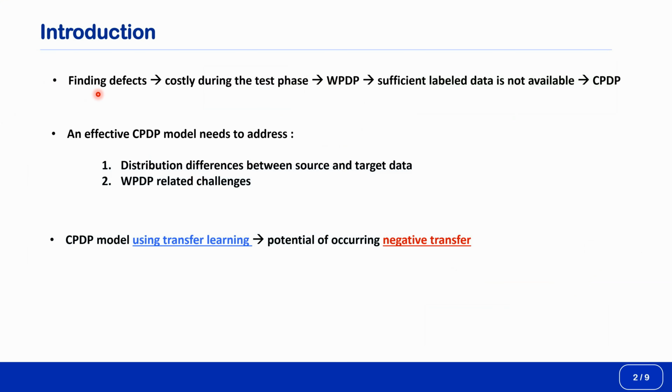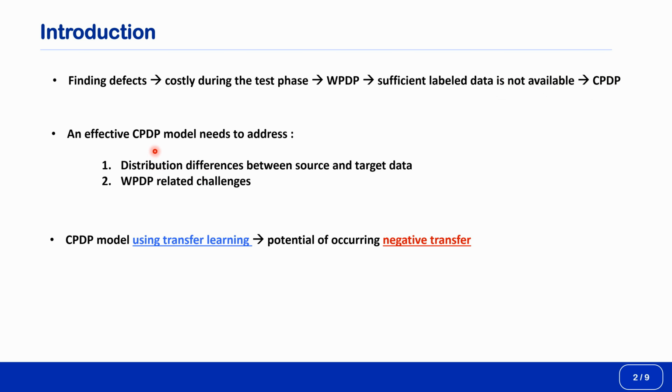Finding defects is costly during the test phase, and STP addressed this issue by predicting defects in the earlier phases. As we said earlier, WPDP requires sufficient set of labeled data from the same project, which is usually not available in early phases of software development's life cycle. So CPDP is the proper option here.